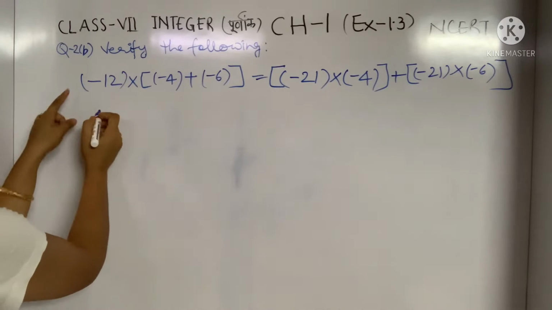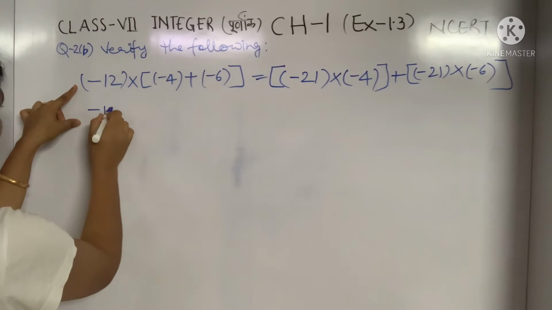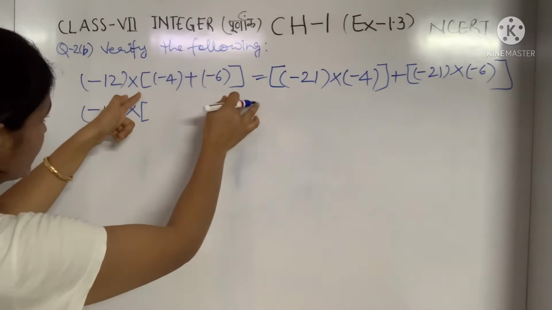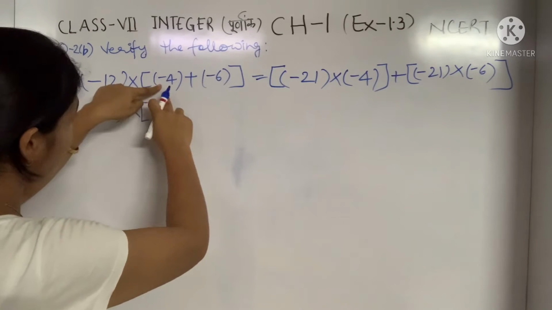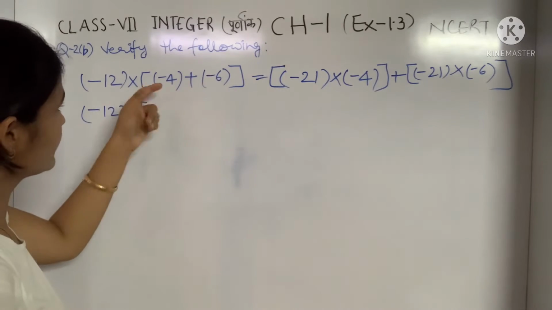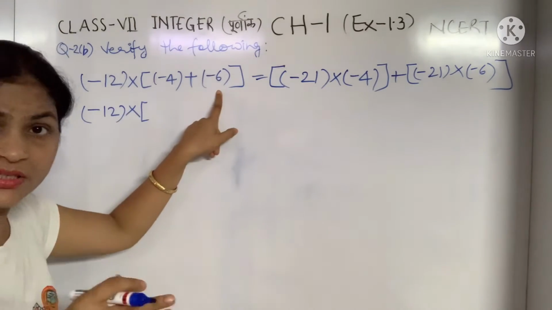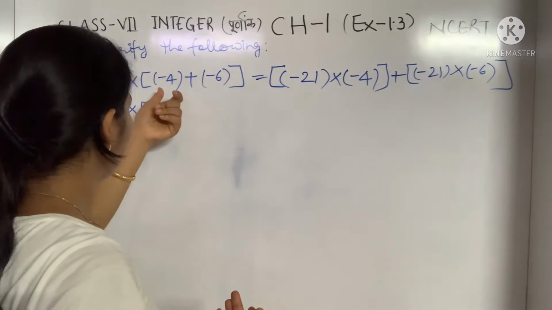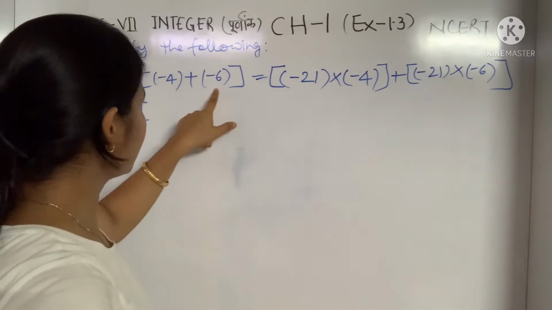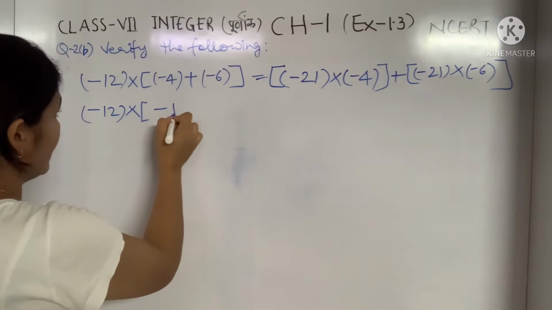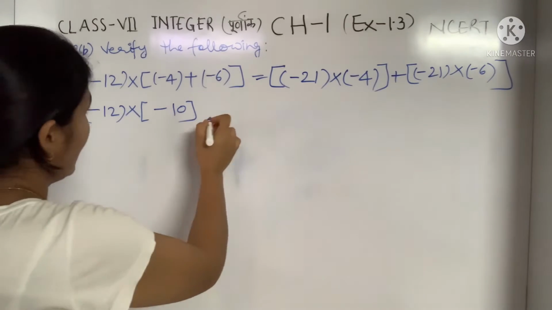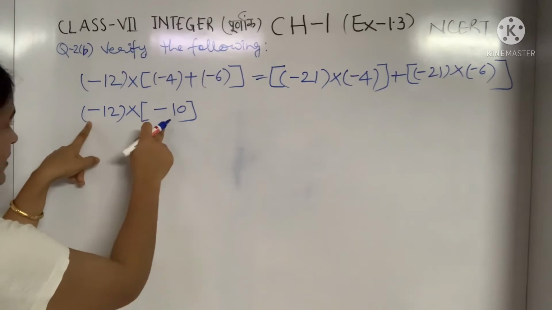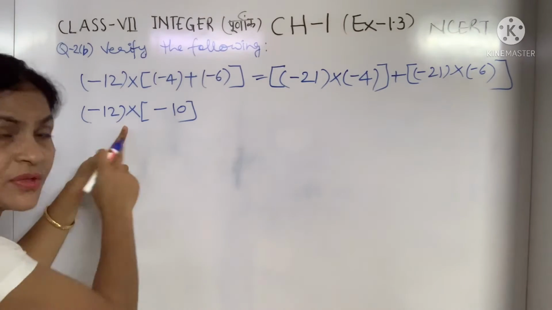In this side I have written minus 12 here, as it is multiplication sign. We solve this bracket. In this bracket, minus of 4 plus minus of 6 both have minus sign, both have similar sign. So the operation we perform is addition. 4 plus 6 is 10, and with minus sign. 10 comes with minus sign, and after that minus of 10 multiplied with minus of 12 both have negative sign, and the operation we perform is multiplication.